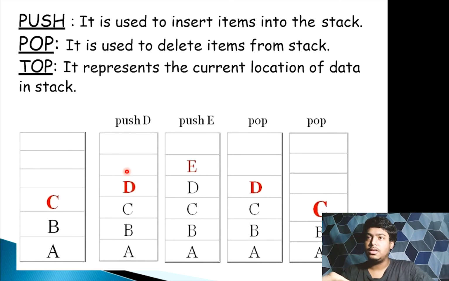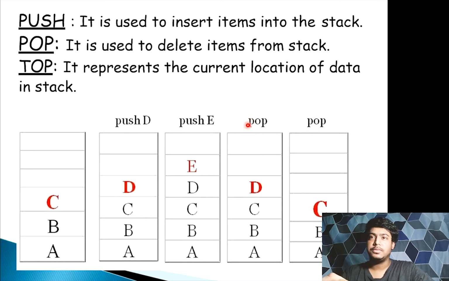Now if we do an operation like push D, that means we want to insert an element with a variable name d which has data inside it, so it will get added to the top of the stack. That means it will cover the c which was initially present at the top. Now the top pointer will be pointing towards the d. So now if we have a second operation, say push of e, this will get added on the top of the d and the top pointer will again get redirected to e.